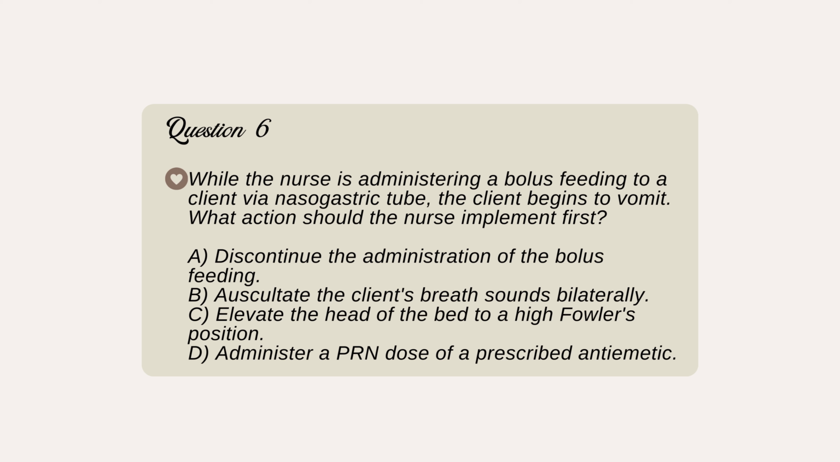While the nurse is administering a bolus feeding to a client via nasogastric tube, the client begins to vomit. What action should the nurse implement first? A. Discontinue the administration of the bolus feeding. B. Auscultate the client's breath sounds bilaterally. C. Elevate the head of the bed to a high Fowler's position. D. Administer a PRN dose of a prescribed antiemetic.